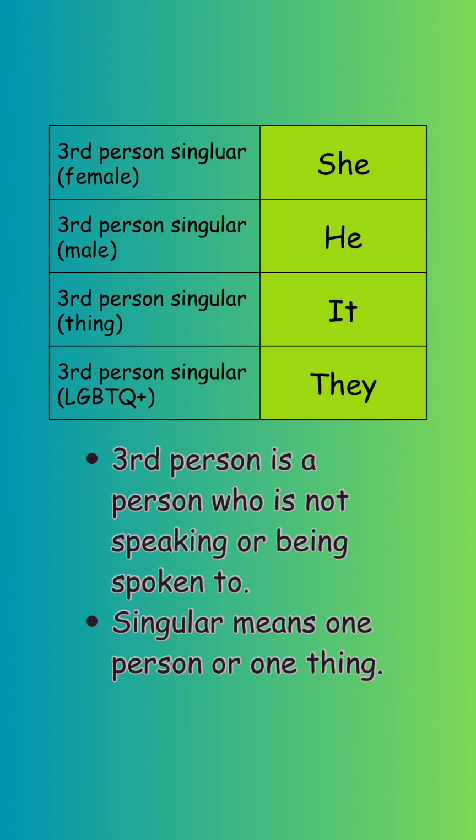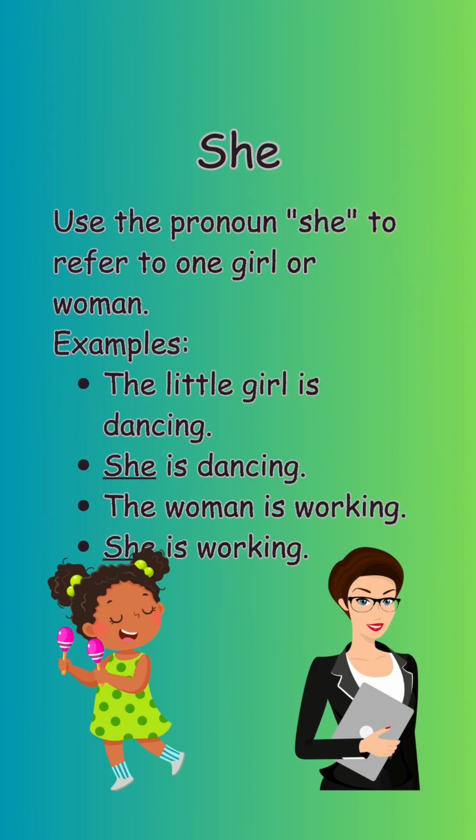There are 4 pronouns that can be used in the third person singular: she, he, it, and they. Third person is a person who is not speaking or being spoken to. Singular means one person or one thing. She. Use the pronoun she to refer to one girl or woman.